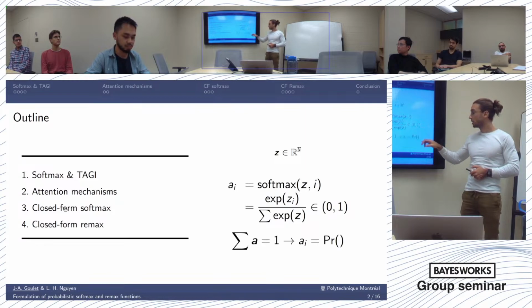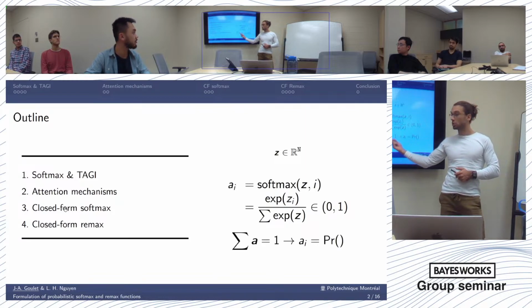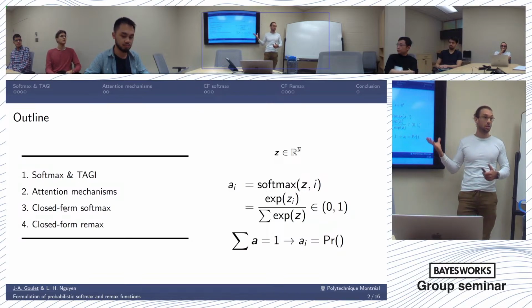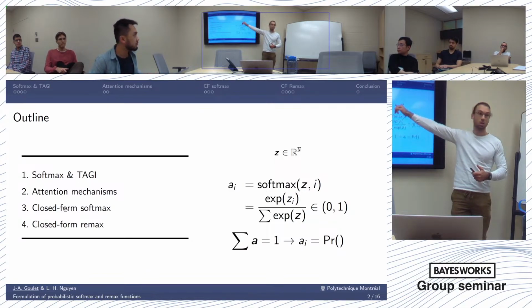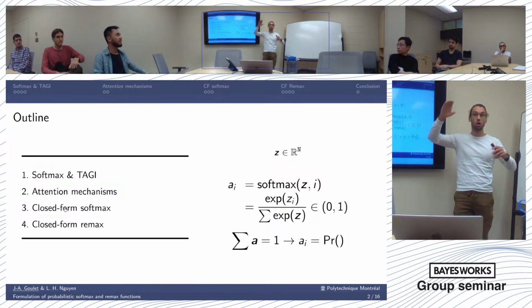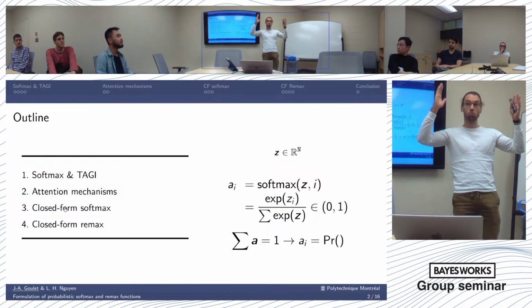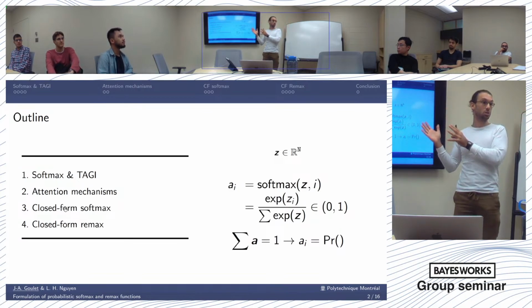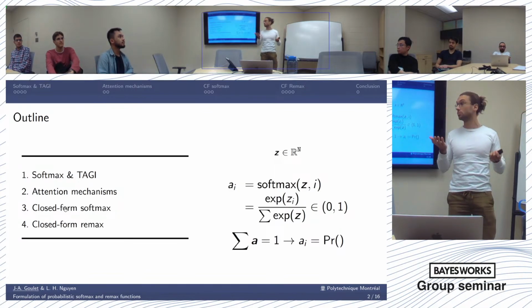The property of that softmax function is that if we take the sum over all possible components of A, it is going to sum to 1, such that A_i can be interpreted as a probability associated with the ith component. So we want to go from an n-dimensional real valued vector to a probability in n dimensions. This is what softmax is intended for.